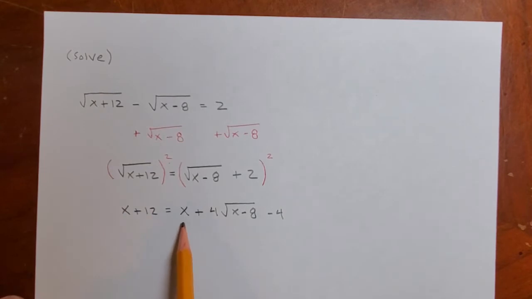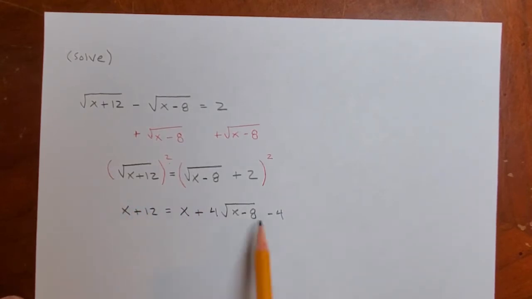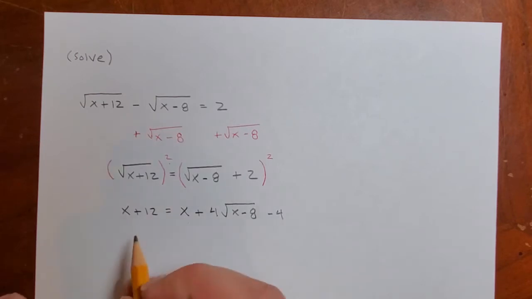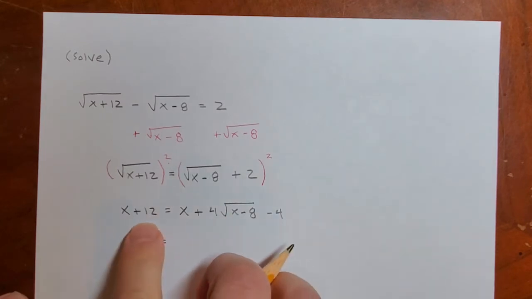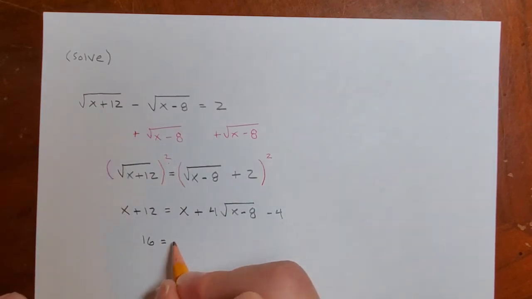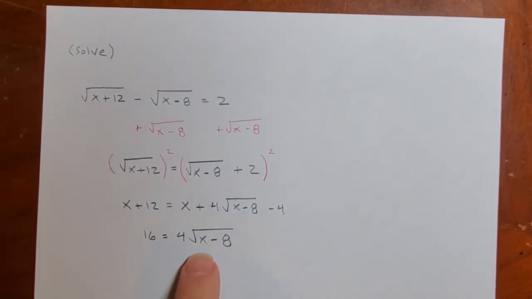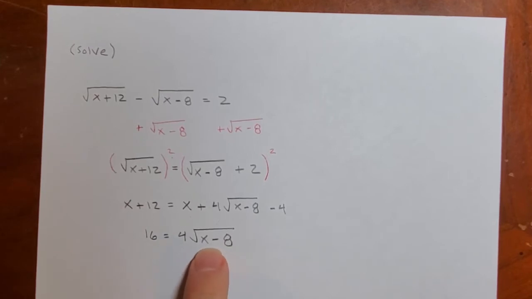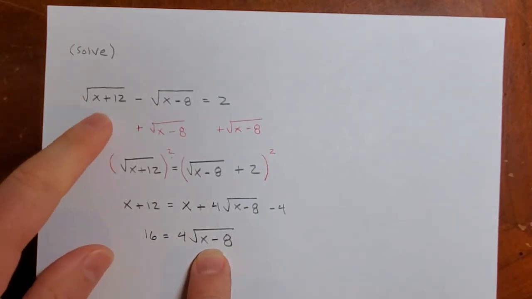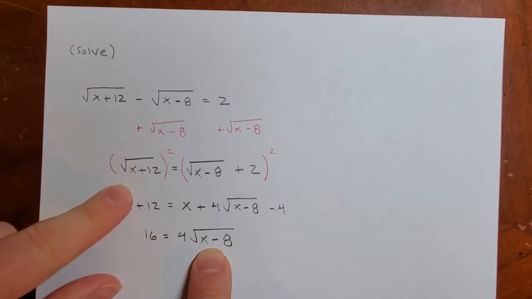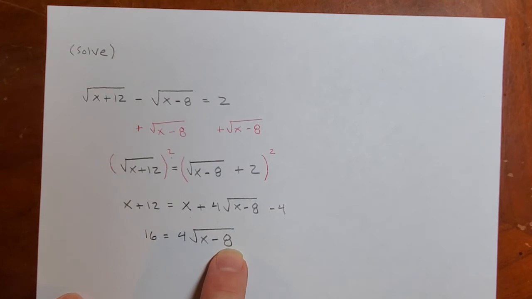Okay? So if I subtract x from both sides, it's going to cancel. Minus x, minus x. If I add 4 to both sides, I'm going to get 16, right? Add 4, 12 plus 4, 16. And I'm going to get like this. Okay? All right, we're almost there. That root's almost isolated. See, first I started off isolating this one. Then I applied the square to both sides. I've almost isolated that one.